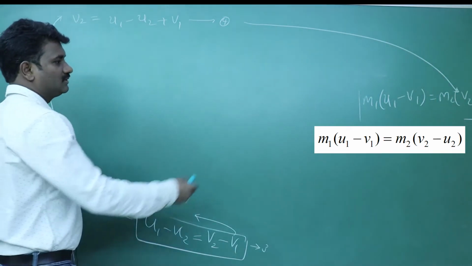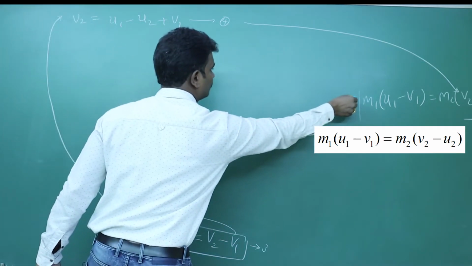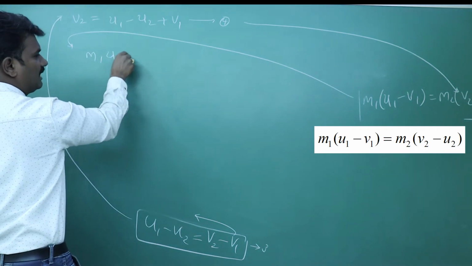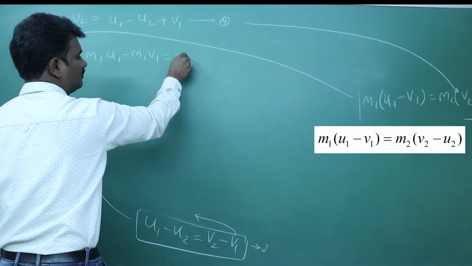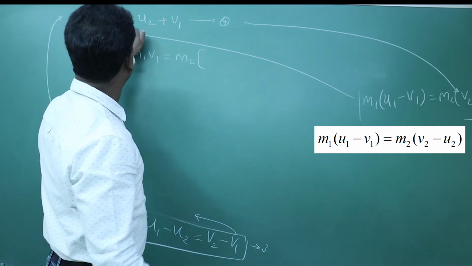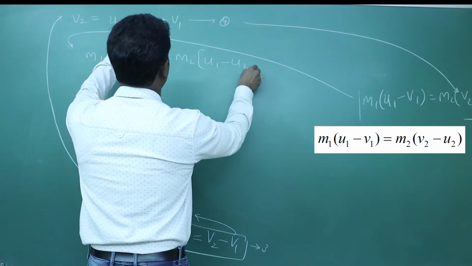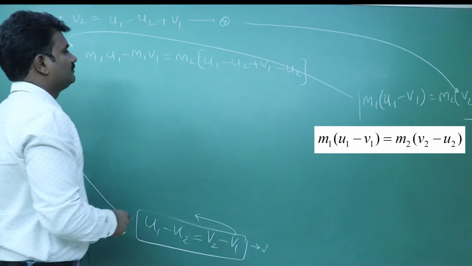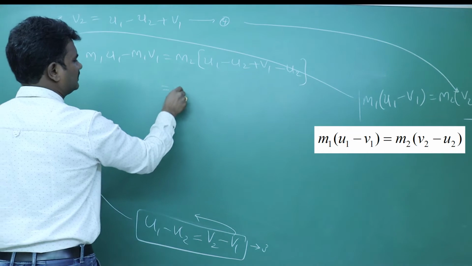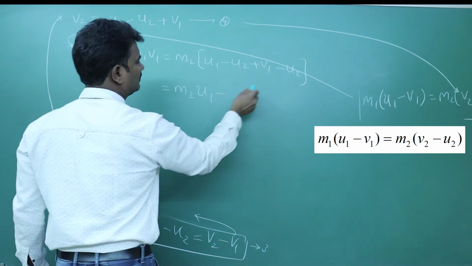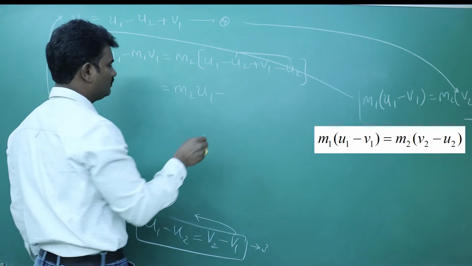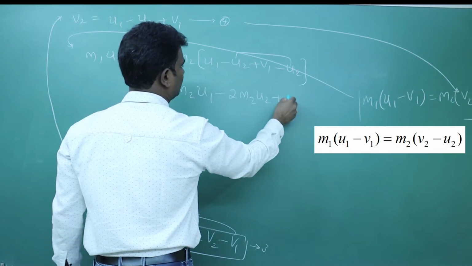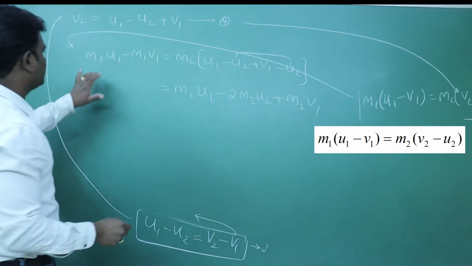and simplify. So what is this? I am going to expand: m1 u1 minus m1 v1 is equal to m2 into, instead of v2 I am writing this, u2 is already there from earlier. So upon expanding this, I get m2 into u1 minus u2, minus u2, that is minus 2 m2 u2 plus m2 into v1. This is the same.